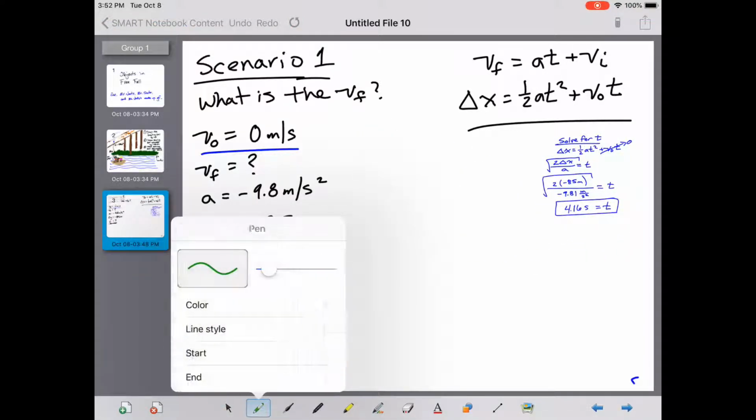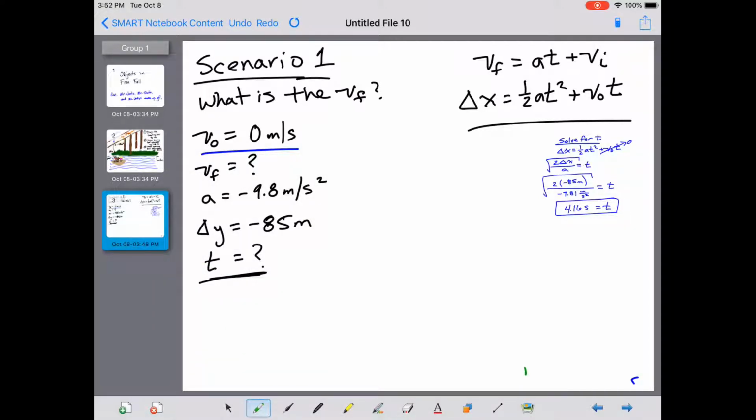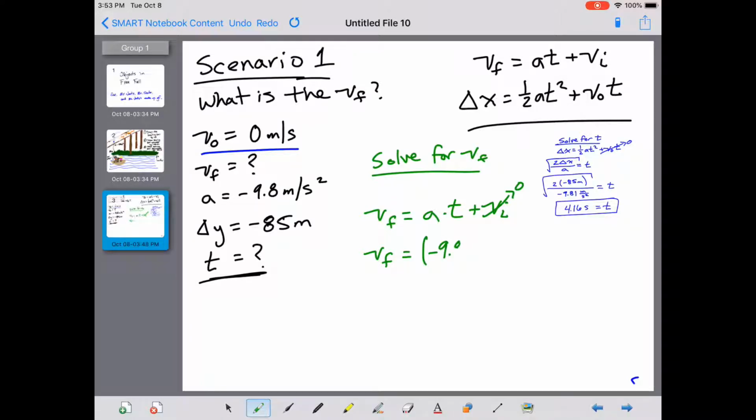Now we are going to solve for final velocity. Solve for v final. All right, and I can use the first equation to do that. I've got v final is equal to acceleration times time plus v initial. And I know that v initial is 0, so that's going to go away, which leaves me v final is equal to acceleration, negative 9.8 meters per second squared, times time, which was 4.16 seconds.